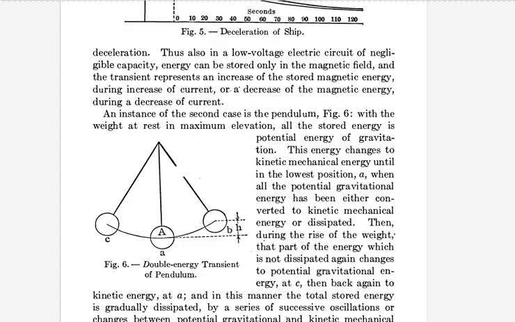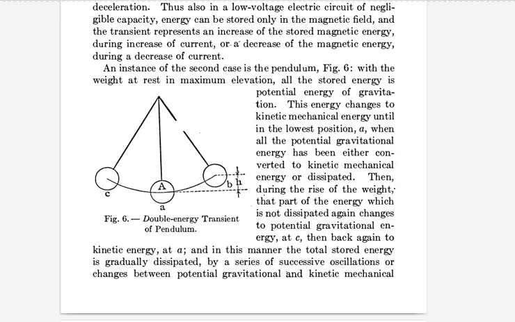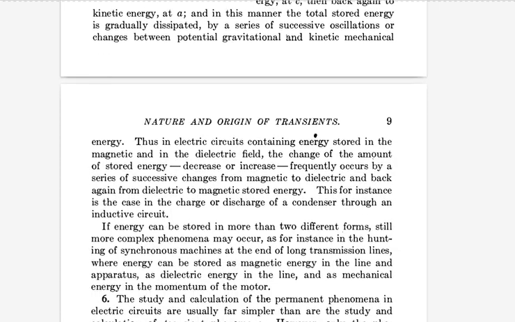An instance of the second case is the pendulum, Figure 6, with the weight at rest in maximum elevation. All the stored energy is potential energy of gravitation. This energy changes to kinetic mechanical energy until in the lowest position, A, when all the potential gravitational energy has been either converted to kinetic mechanical energy or dissipated. Then, during the rise of the weight, that part of the energy which is not dissipated again changes to potential gravitational energy, at C, then back again to kinetic energy, at A. And in this manner the total stored energy is gradually dissipated, by a series of successive oscillations or changes between potential gravitational and kinetic mechanical energy.